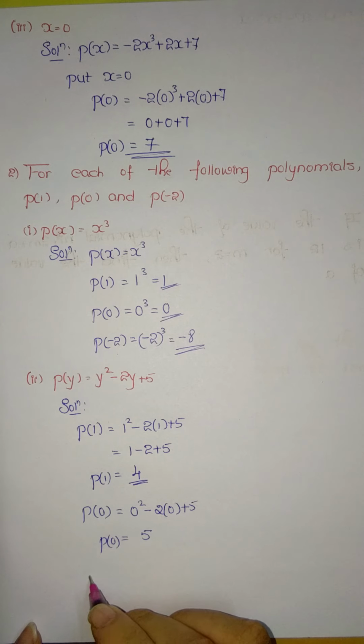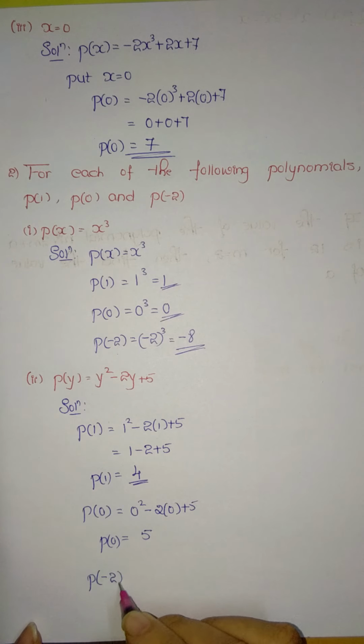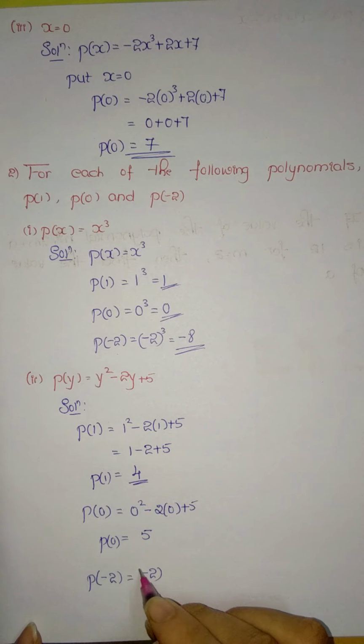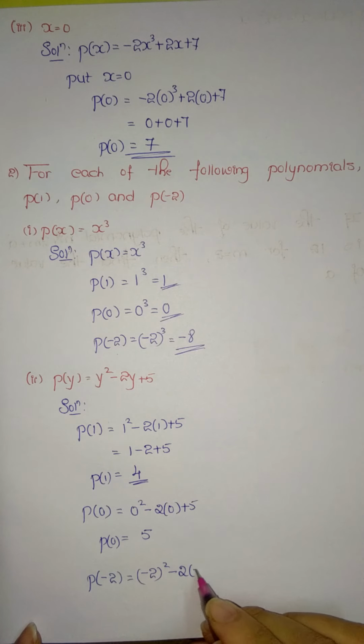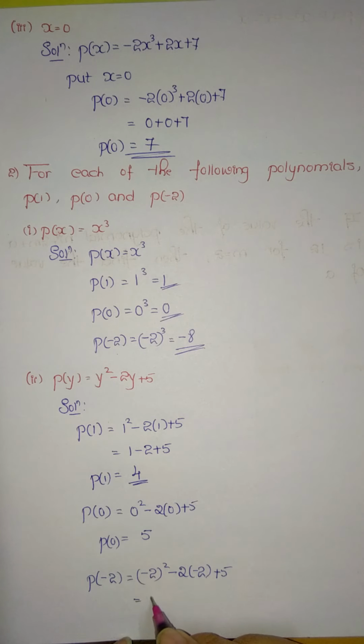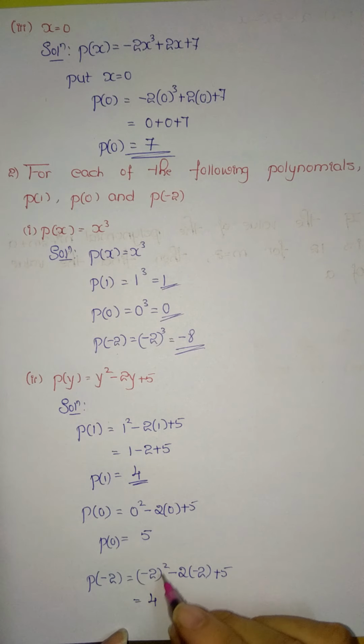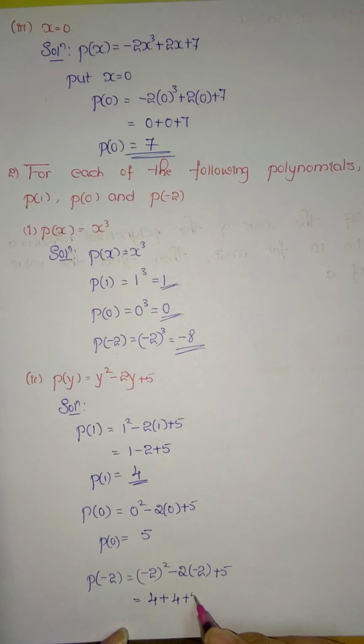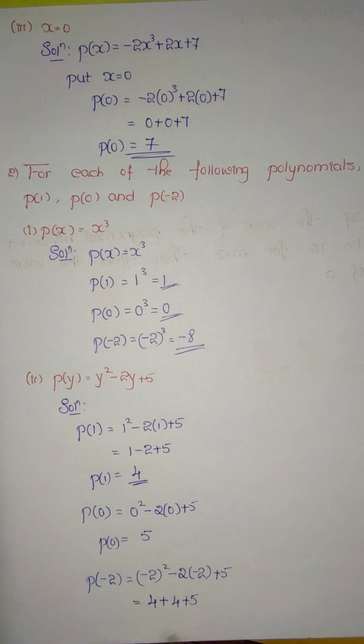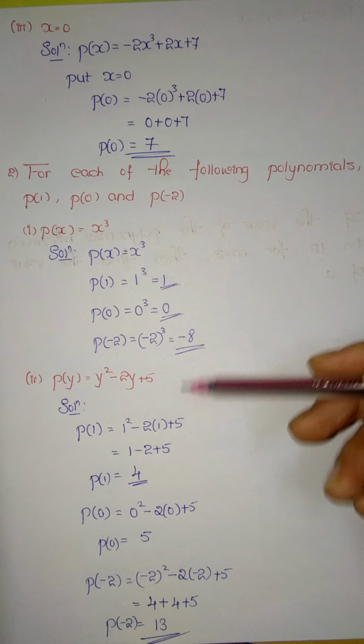And third one, p of minus 2. So here minus 2 whole square minus 2 into minus 2 plus 5. So minus 2 whole square is 4, because minus into minus becomes plus and 2 square is 4. Then minus 2 into minus 2, minus into minus becomes plus, 2 into 2 is 4, plus 5. So 4 plus 4 is 8, 8 plus 5 becomes 13. So here p of minus 2 equal to 13. So it completes sub question 2 of the second question.